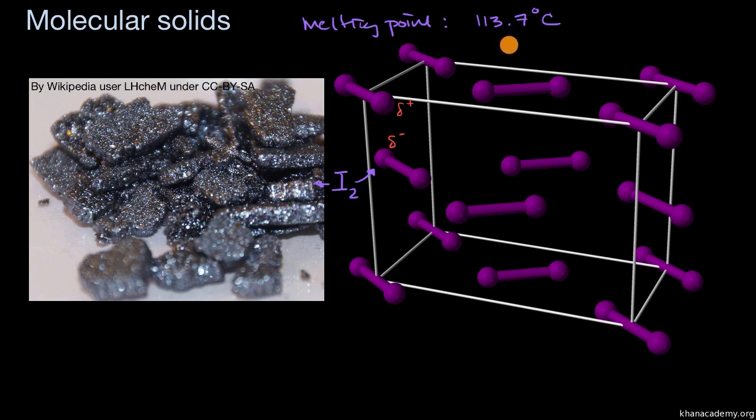Pause the video and think about that. Well, in order to be conductors of electricity, somehow charge needs to move through the solid. And unlike metallic solids, you don't have this sea of electrons that can just move around. So these tend to be bad conductors of electricity.